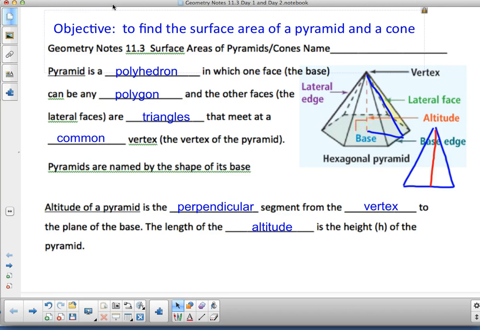A pyramid is a polyhedron in which one face, the base, can be any polygon, and the other faces, the lateral faces, are triangles that meet at a common vertex. The vertex of the pyramid.